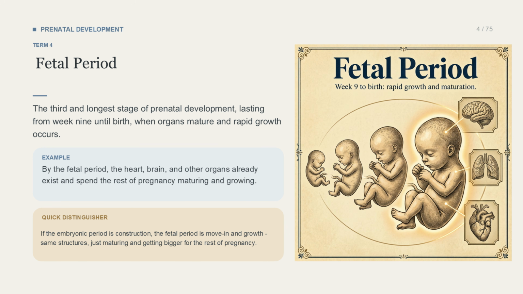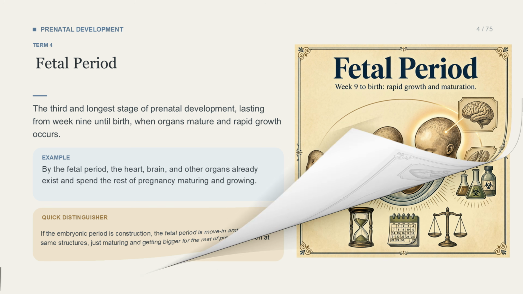4. Fetal period. The fetal period begins around week 9 and continues until birth. It is the third and longest period. By this point, the major organs and structures already exist. Now, the focus shifts towards growth, refinement, and maturation.